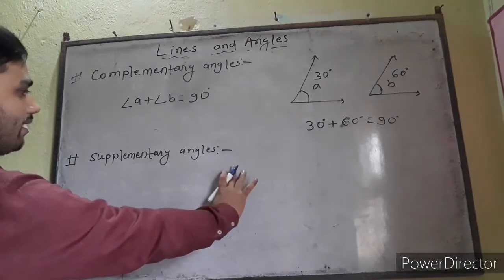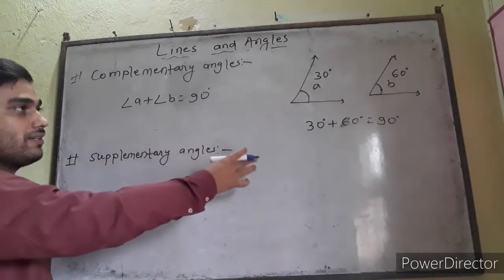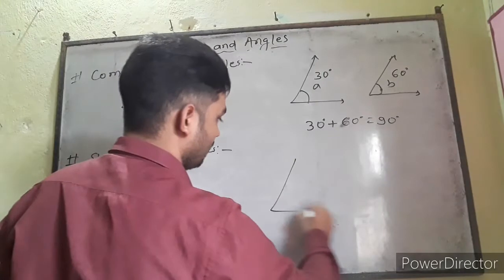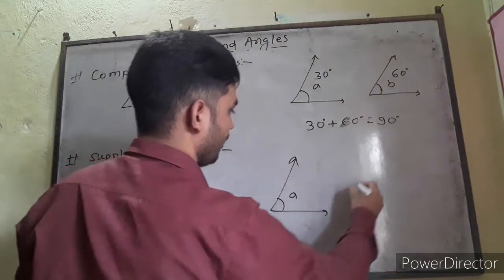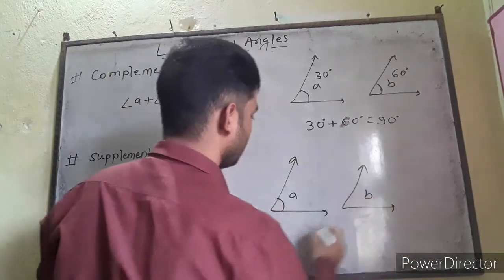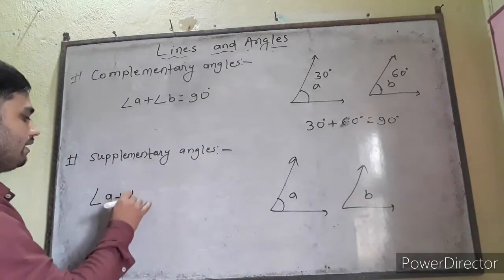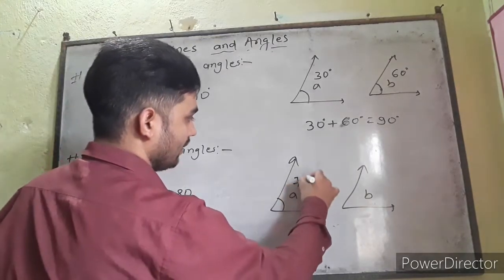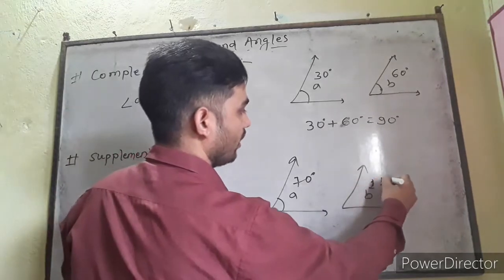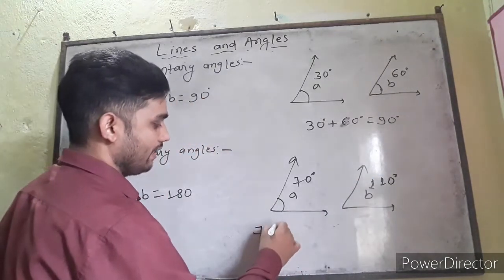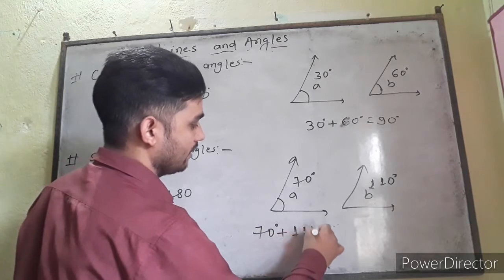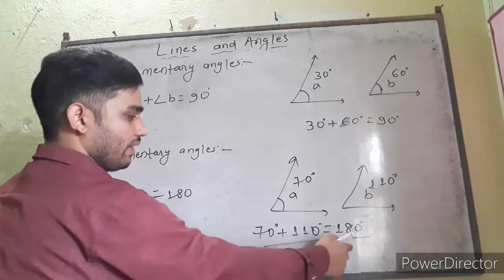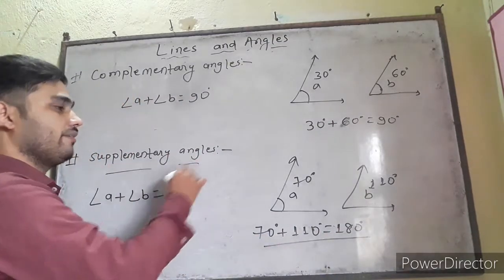Again, supplementary angles: when the sum of two angles is equal to 180 degrees, they will be called supplementary angles. We can see one angle is A and the other angle is B. So we can write angle A plus angle B is equal to 180 degrees. If this angle is 70 degrees, then this angle should be 110 degrees. And we can see 70 degrees plus 110 degrees is equal to 180 degrees. And when the sum of two angles is 180 degrees, it will be called supplementary angles.